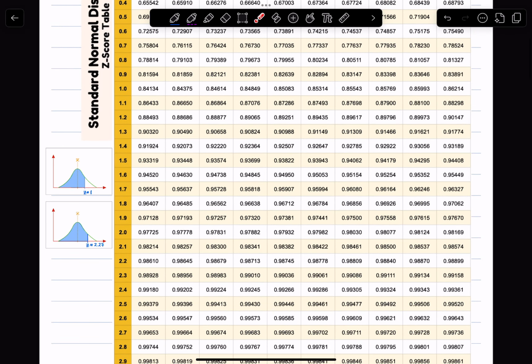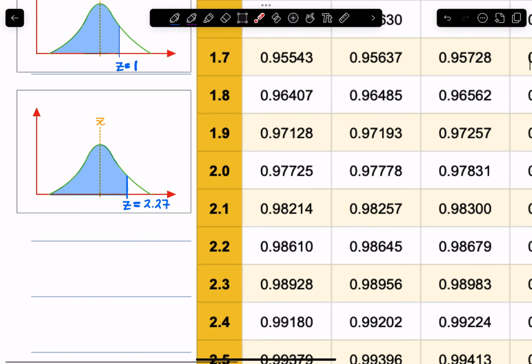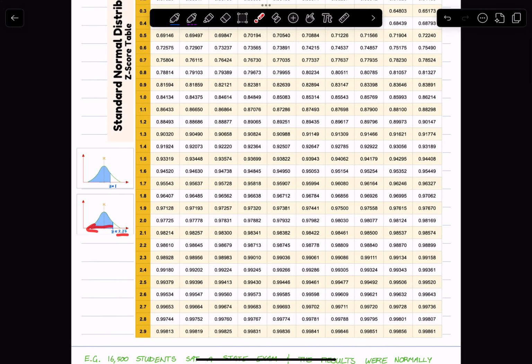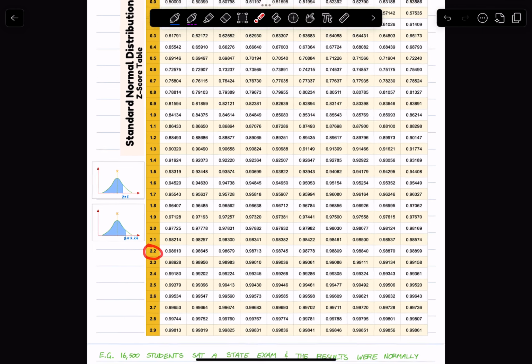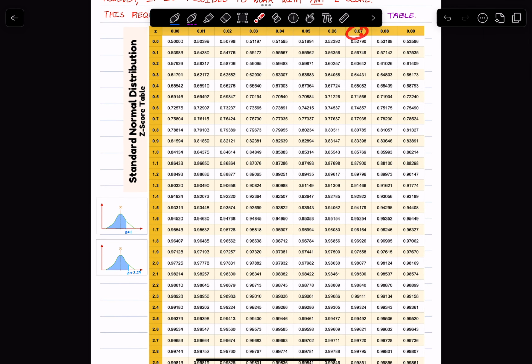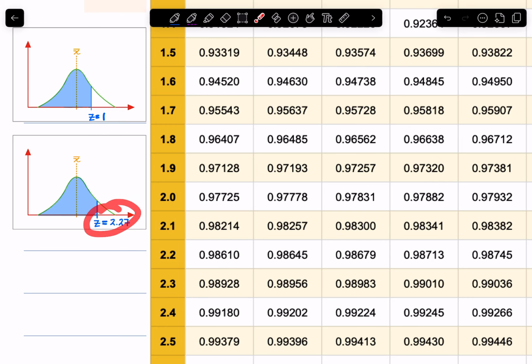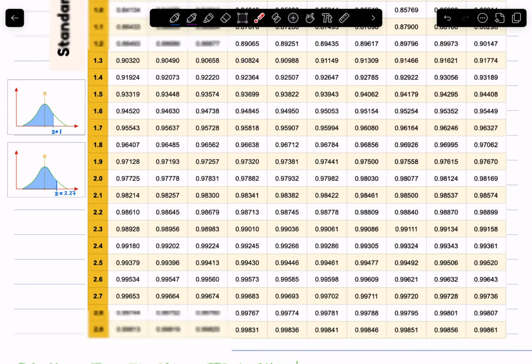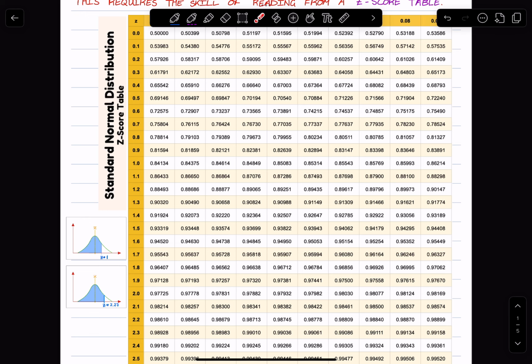As another example, if we wanted to find how many scores are a Z-score of 2.27 and below, we would go to our table, find 2.2, and then go to 7. There it is, 2.27. There's 98.84% of scores that have a Z-score of 2.27 and below. So that's just a brief overview of how this works.